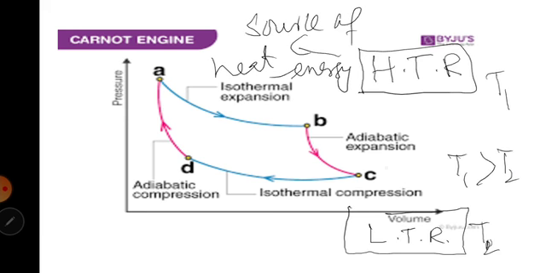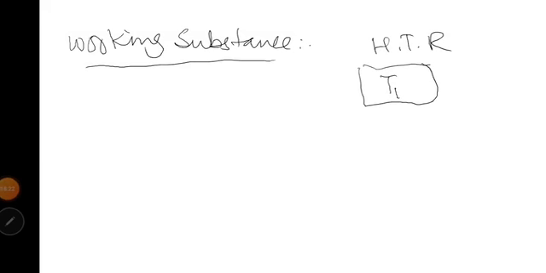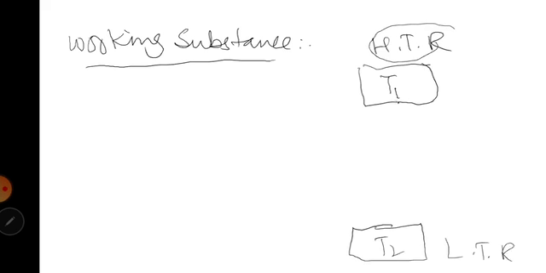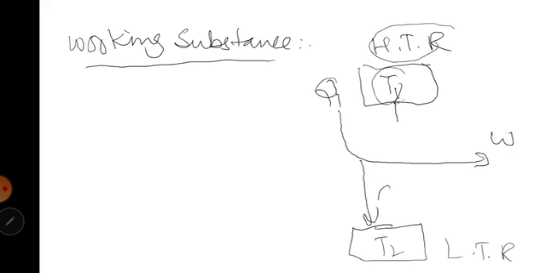Now we will calculate the efficiency of the heat engine. It is HTR, high temperature reservoir at temperature T1, and it is LTR, low temperature reservoir at temperature T2. Q1 amount of heat is taken from the HTR at this temperature. A part of this heat energy is used to do work, and some of the heat, which is Q2, is rejected to the surrounding, to the LTR.